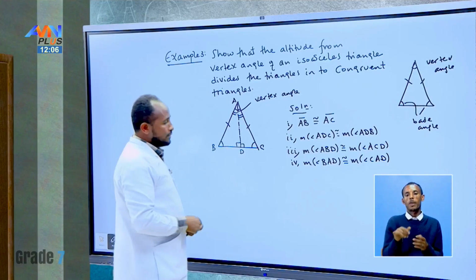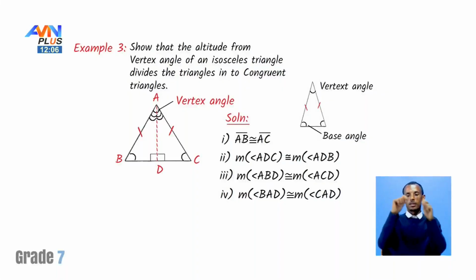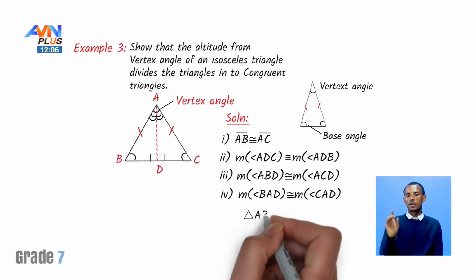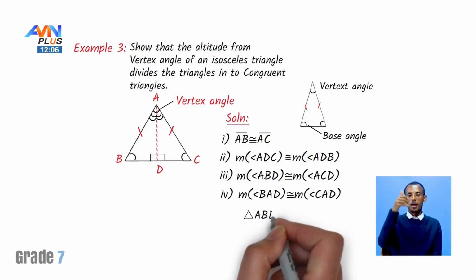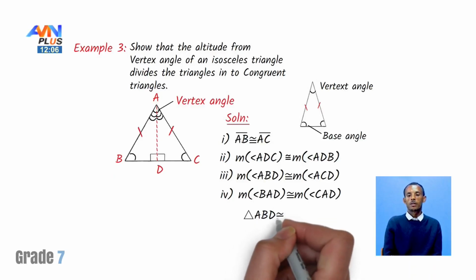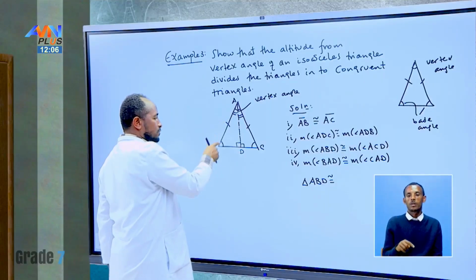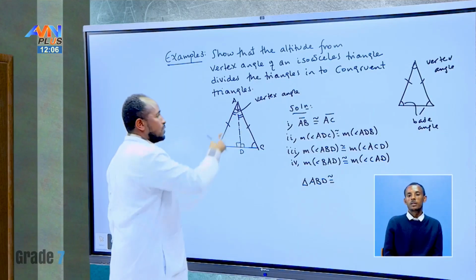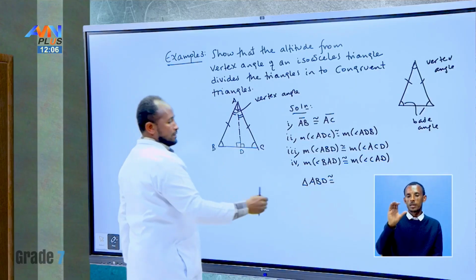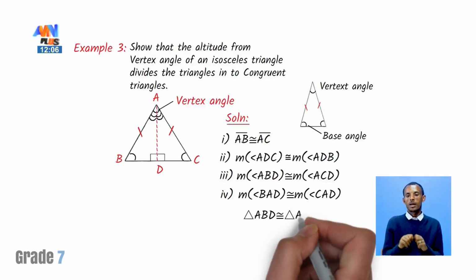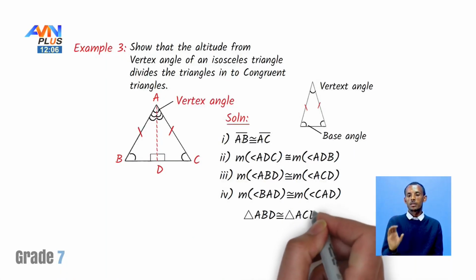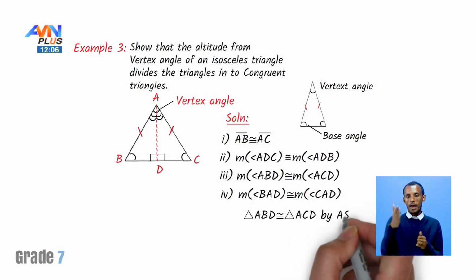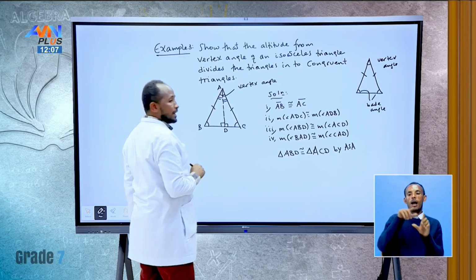In what order? Triangle ABD is congruent to, you start from this angle and you move on to the base angle. So start from this and move to the base angle. So triangle ACD, by which theorem? By angle side angle. Two angles and the included side.